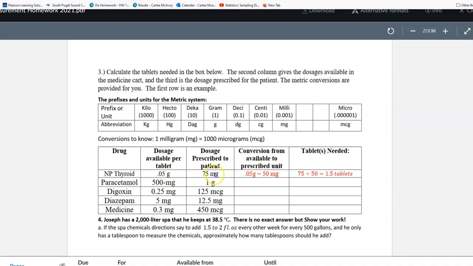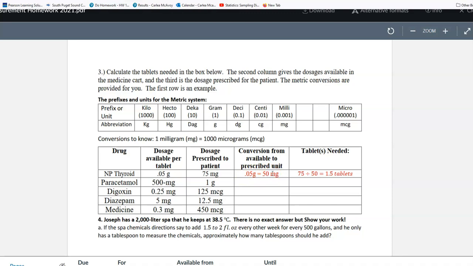So what you're going to do is convert this dosage available to the type of unit that's prescribed. So we would take 0.05 grams and change that into milligrams. And all you have to do up here is come to grams. And you see how milligrams is 1, 2, 3 places to the right. We take our decimal point and you move that 3 places to the right. 1, 2, 3, and that would give you 50.